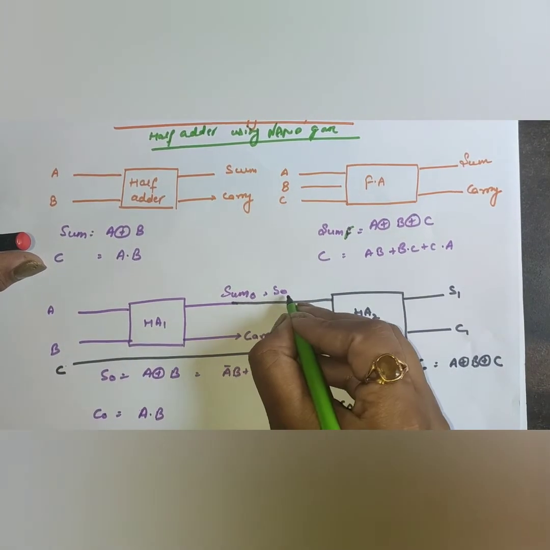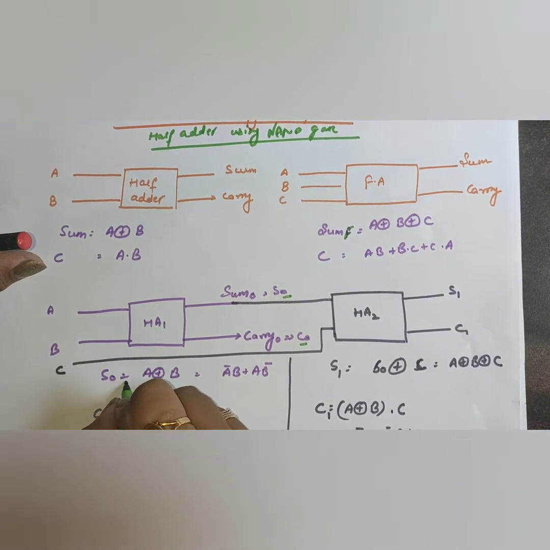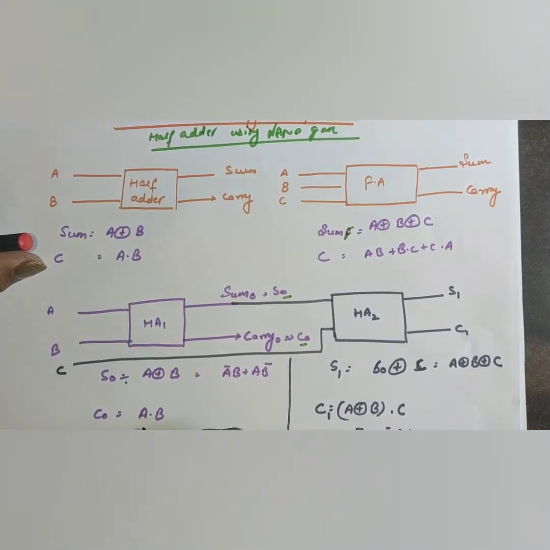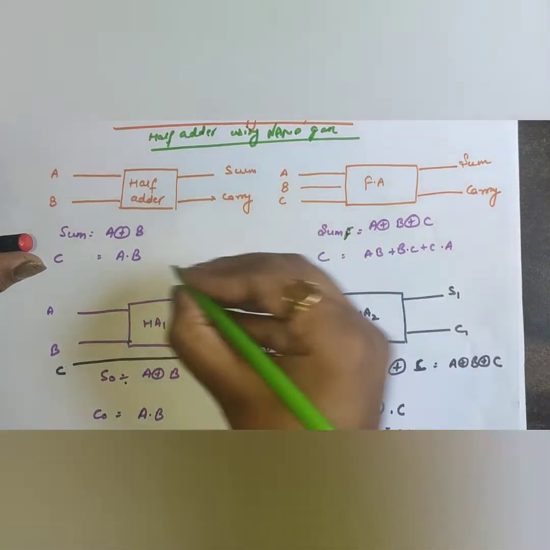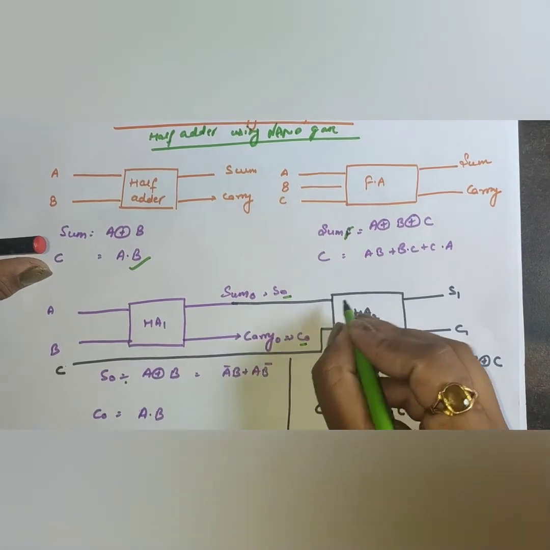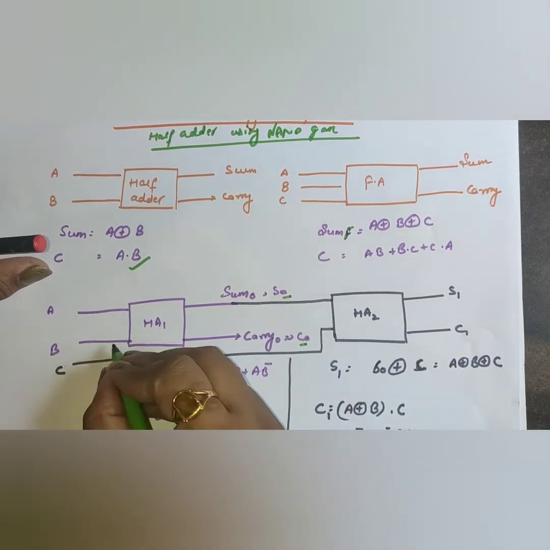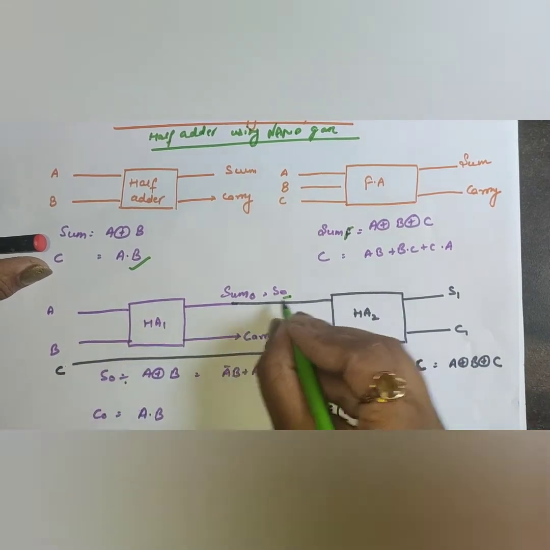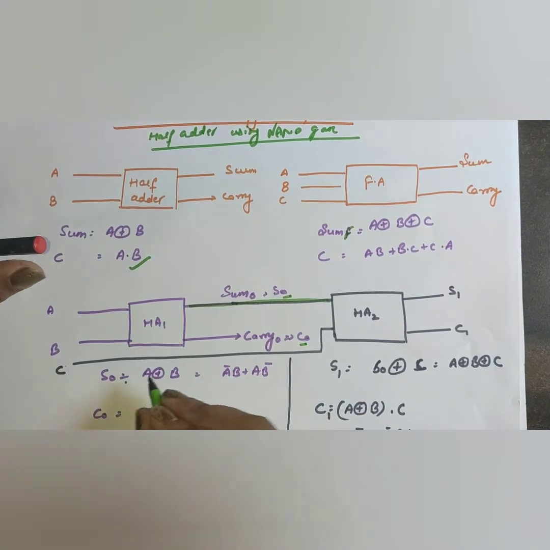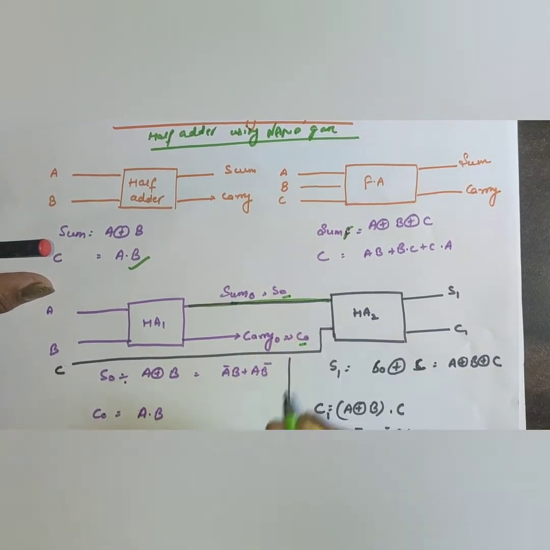Let's suppose the first half adder outputs are S0 and C0. So S0 will be A XOR B, and C0 will be A dot B. Now let's suppose we add one extra half adder. One input of this half adder is the sum of the first half adder, S0, and the other input is the third input, that is C.